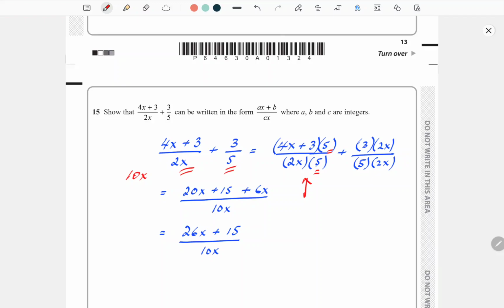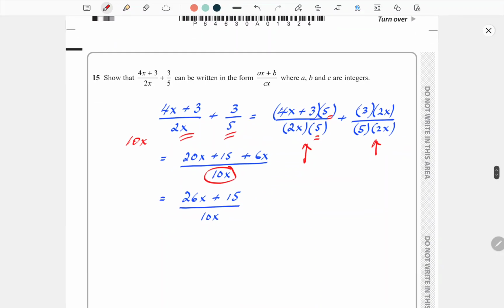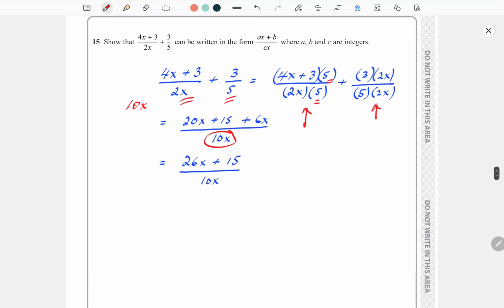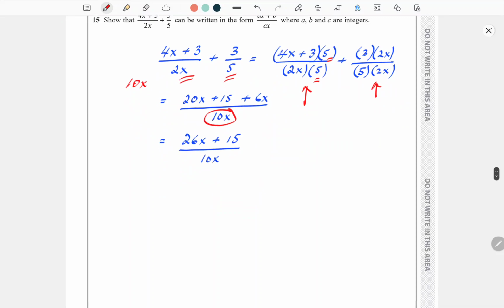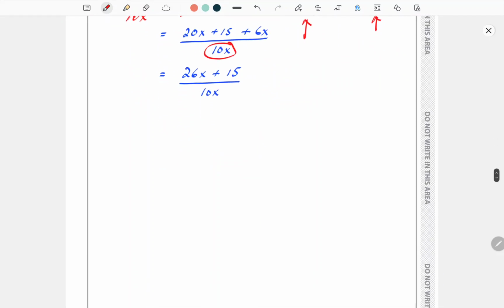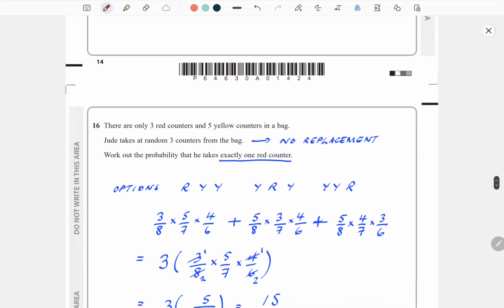So if we want 10x on the bottom of the second one, then this time we're multiplying by 2x, top and bottom. Multiplying all that out, you've got 20x plus 15 on the top, and then the 6x from the second fraction, all above the common denominator, 10x. Simplifying all that down, you've got 26x plus 15 over 10x. Nothing more to simplify there. There are no common factors or any other clever tricks. Nice and simple.